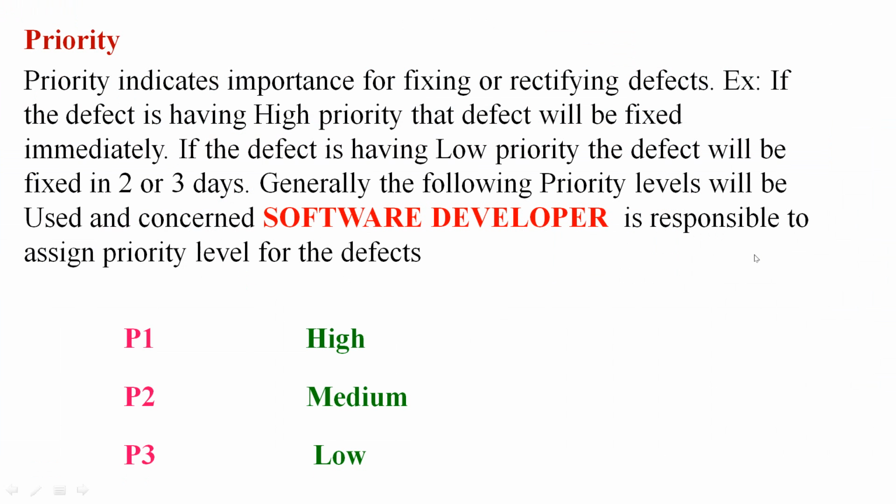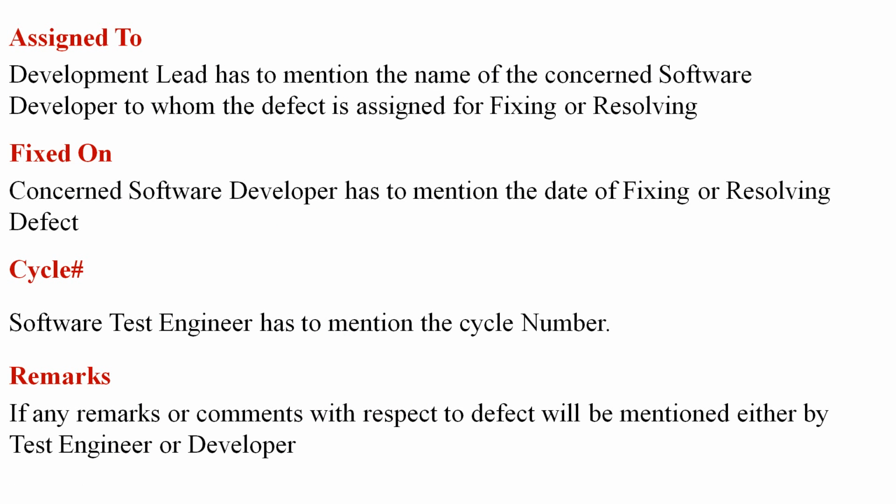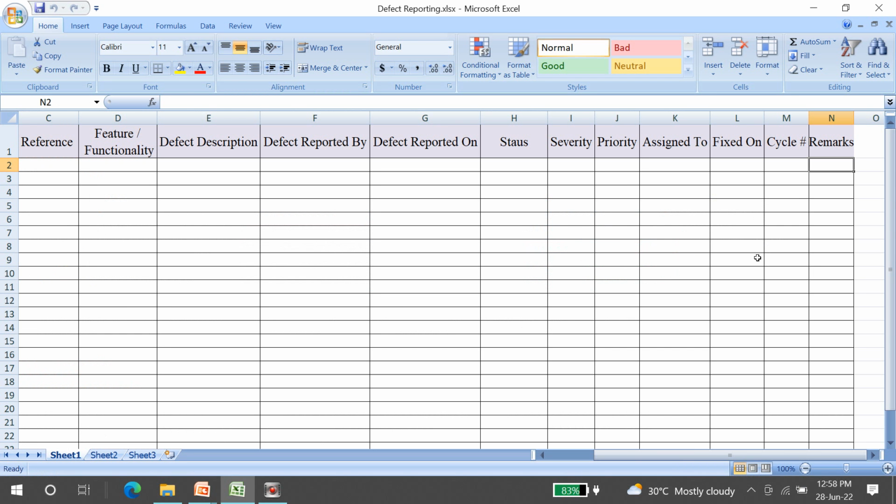So, see, assigned to: the development lead has to mention the name of the concerned software developer to whom the defect is assigned for fixing. Fixed on: he has to mention on which date the concerned developer has fixed the defect. Cycle number: the software test engineer has to mention the cycle number. Remarks: if any comments are there with respect to this particular defect, either the software testing team members or the software developers will write the remarks in the defect reporting template document. This is the defect reporting document.